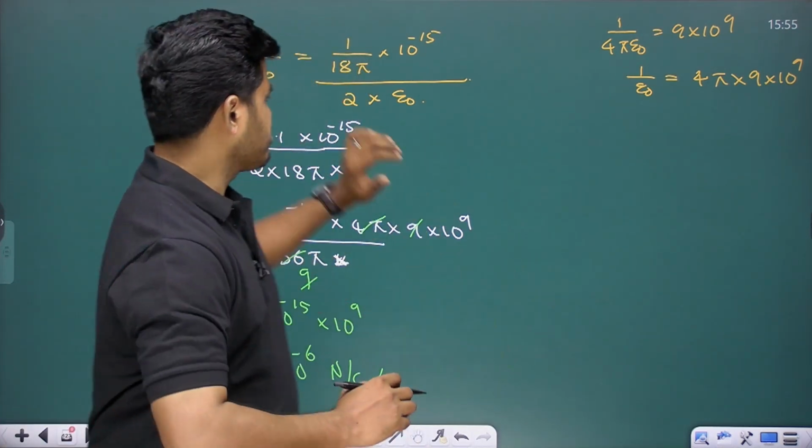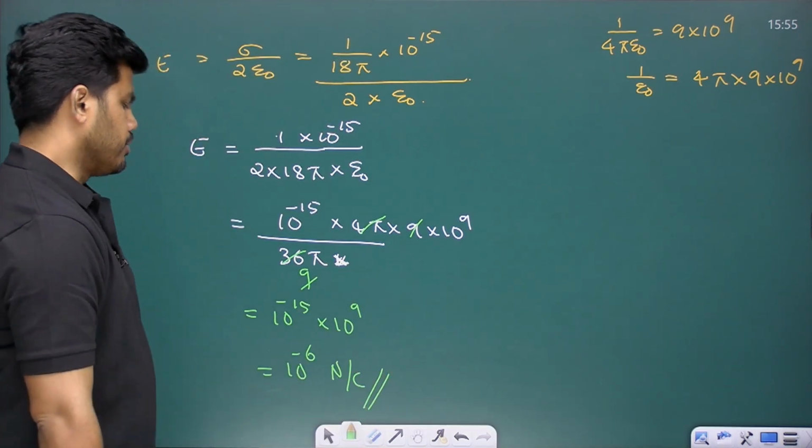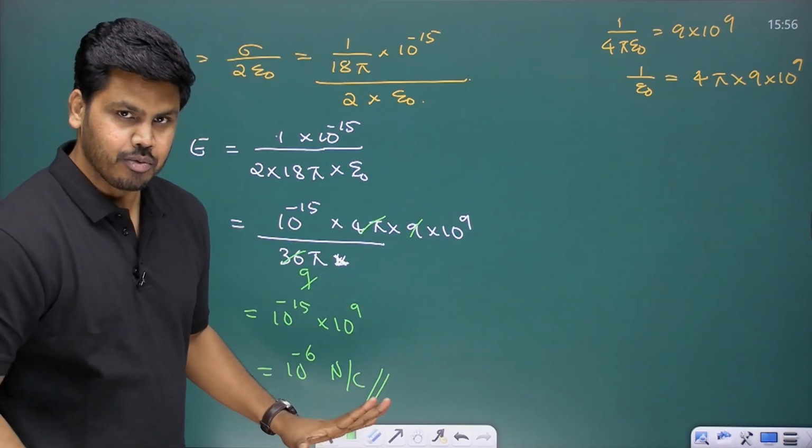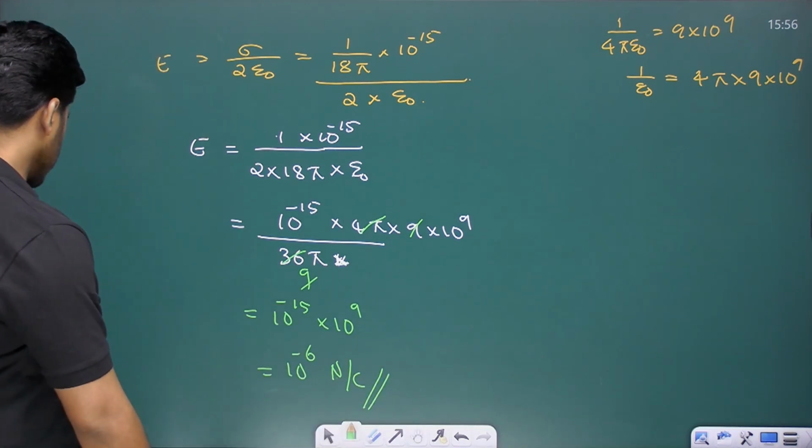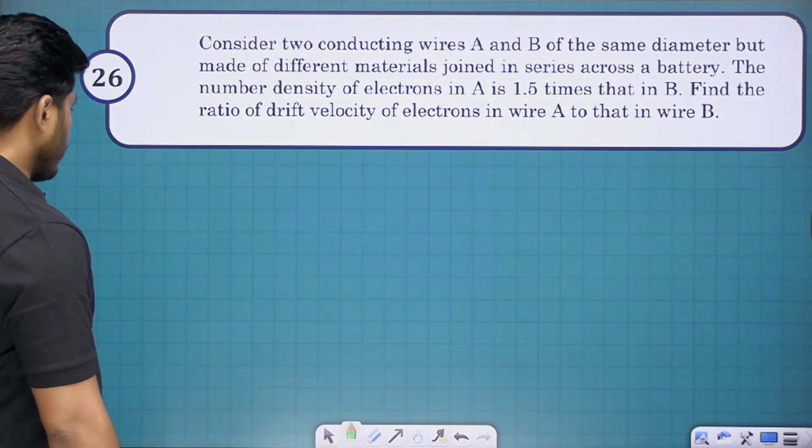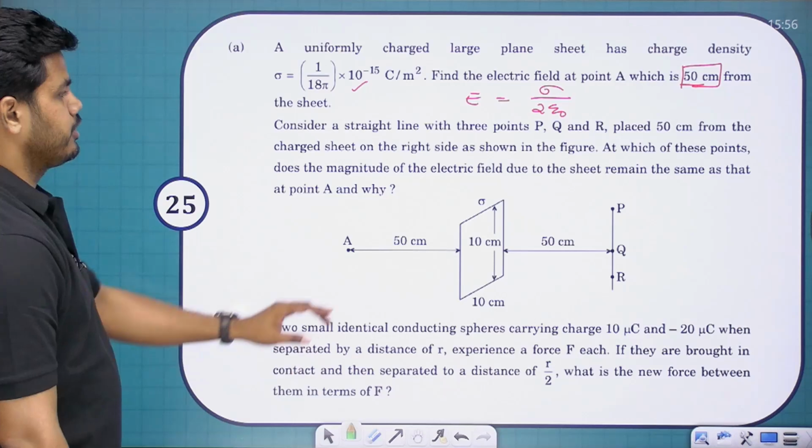So we just substitute and simplify. That's it. All values were given. But that 50 has no role in the calculation. It is independent of the distance from the charged sheet. Okay, wait. We have a sub question further.